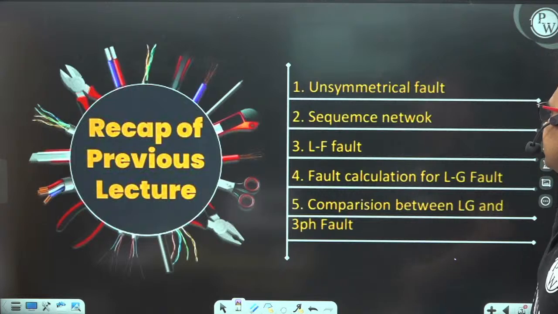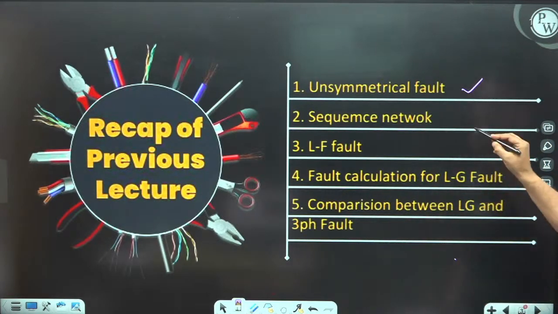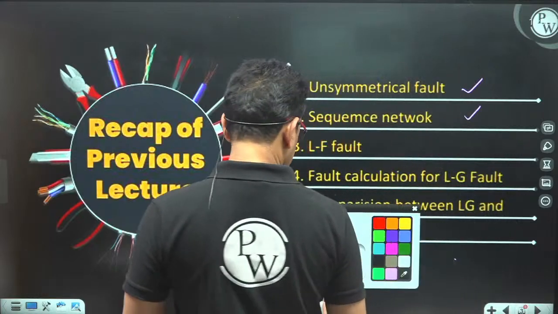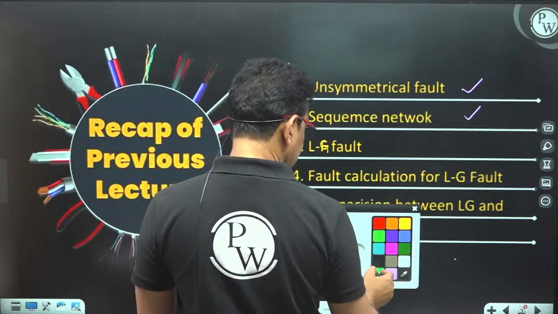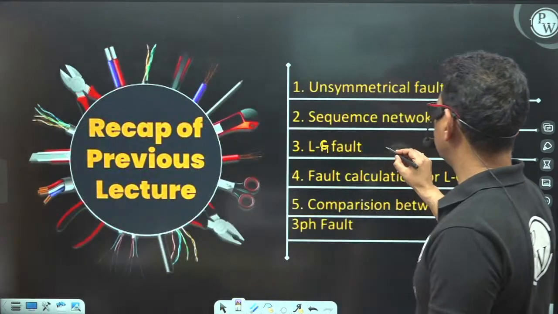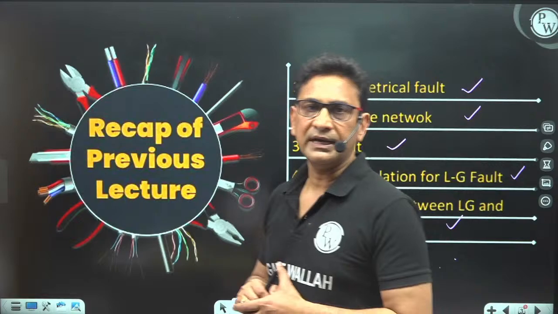Yesterday, in yesterday's class, I discussed the unsymmetrical fault. What is the meaning of unsymmetrical fault? Then I told you about the sequence networks: what is the positive sequence network, what is the negative sequence network, what is the zero sequence network, and how we can draw these networks. Then I told you how to analyze a power system when a line to ground fault occurs, and how we can find the fault current during the line to ground fault. Yesterday we also did the comparison between the line to ground fault and the three phase fault.